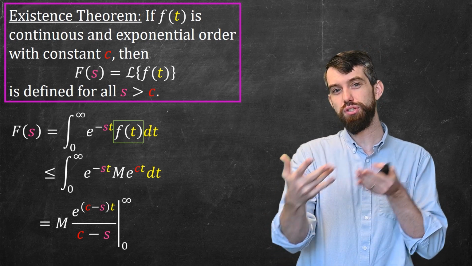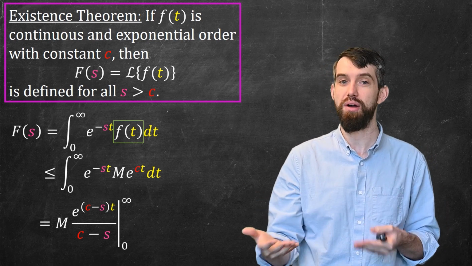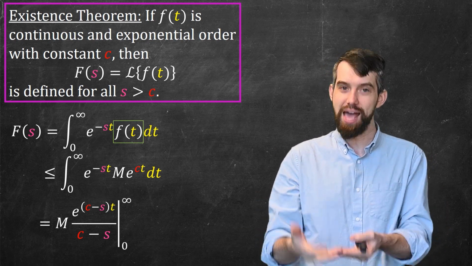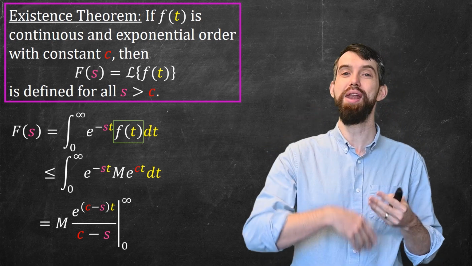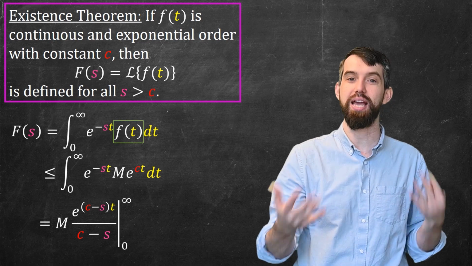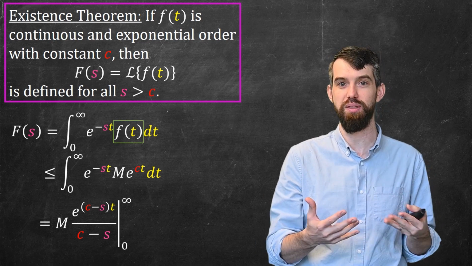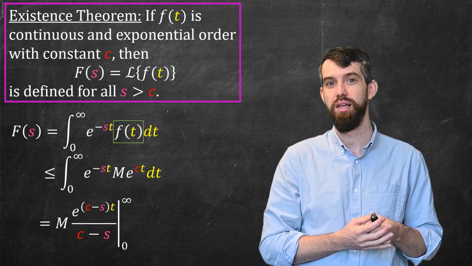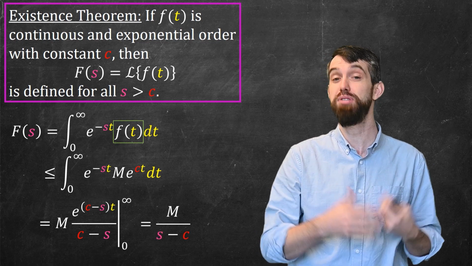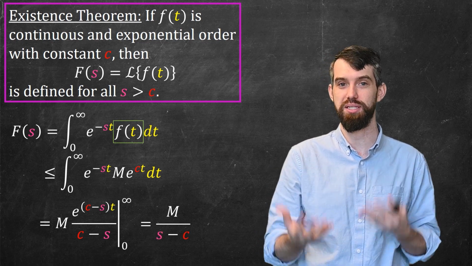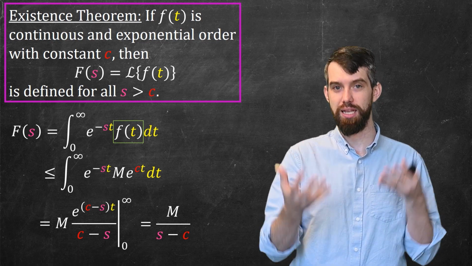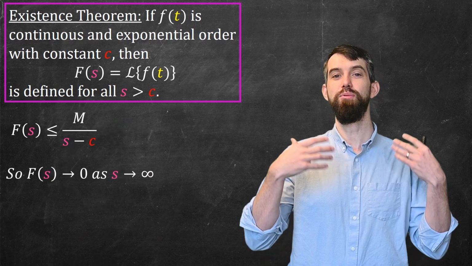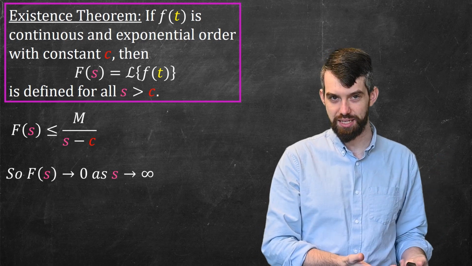When you plug in t equal to infinity here, whether this converges or diverges depends on the value of c relative to s. But if you notice what my theorem says, it says that when s is bigger than c, we're going to get existence. And indeed, if I plug that in, when s is bigger than c, it's a negative exponential on the top. The t going to infinity goes away, and I'm just left with m divided by s minus c. This converges, and so indeed our Laplace transform exists. Alright, so that was the second property, which was existence.